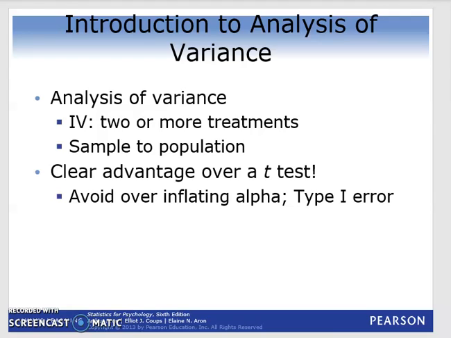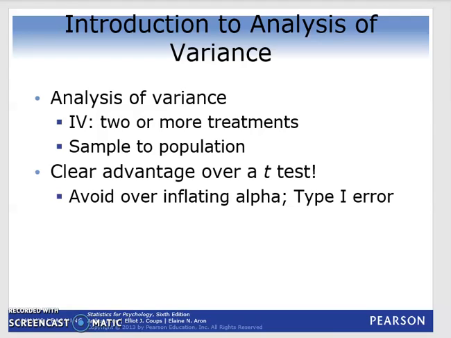So analysis of variance, or ANOVA for short, is when you're still going to have an IV and a DV. Your DV needs to be data, and your IV is going to be nominal, and you're going to have two or more groupings. Those groupings we can call treatments, we can call conditions, we can call levels. And so all of those mean that same thing.